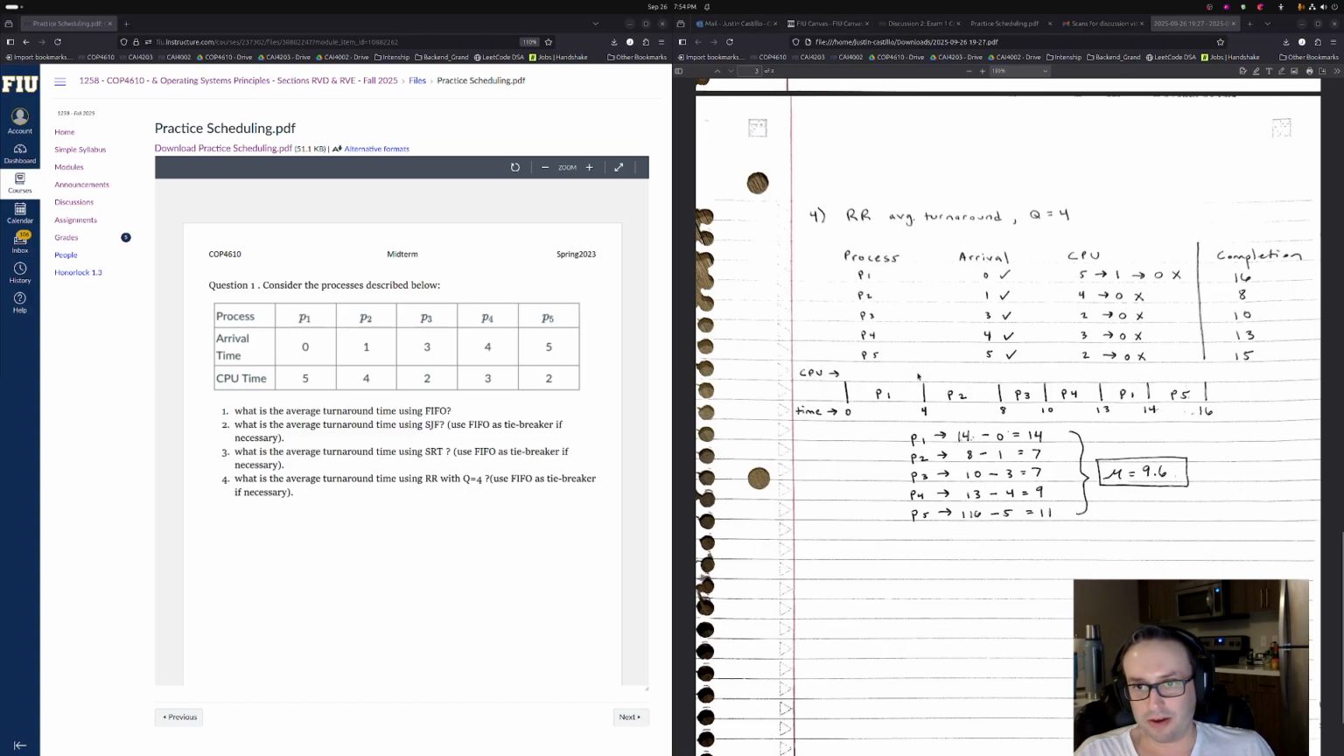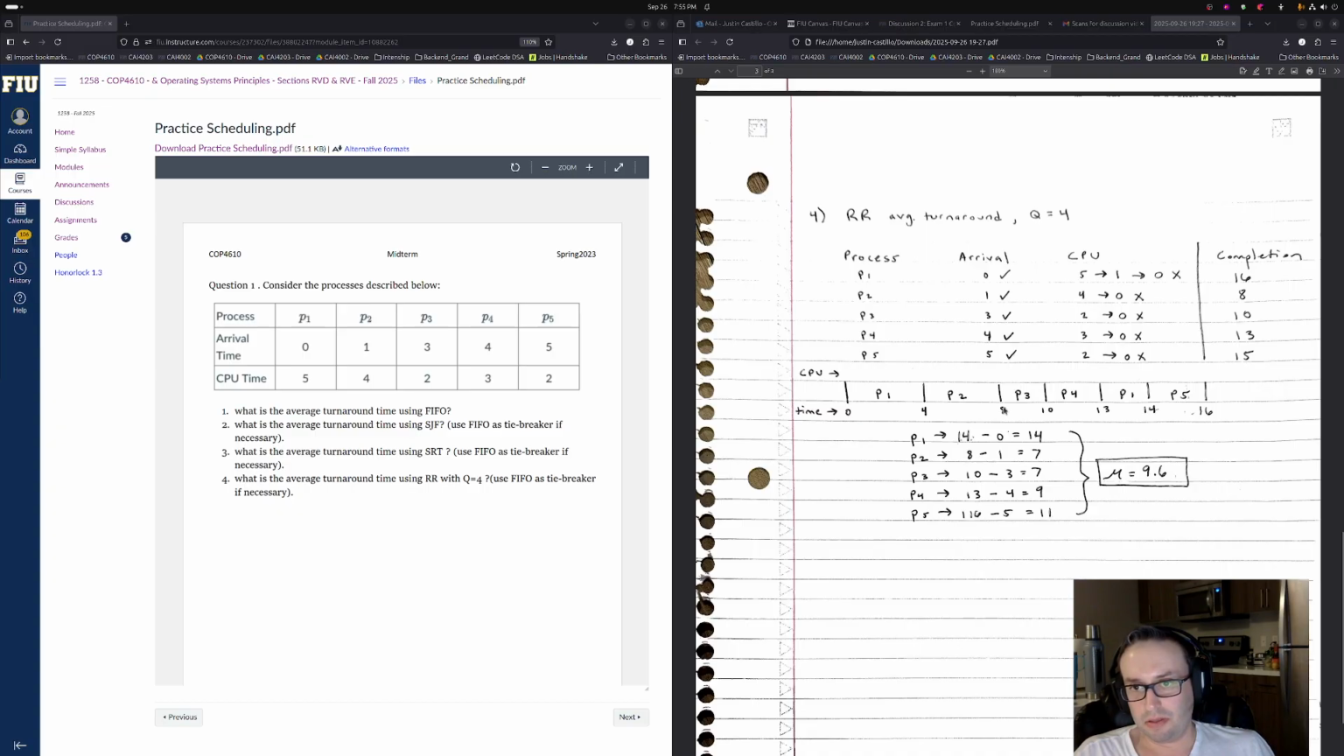P1 has a CPU time of 5, so it's preempted at 4 by P2, which is the next one up. And now at time 4, all the processes up to P4 have arrived, right? So P2, P3, and P4 have arrived. So P1 gets placed behind P4 because it's time 4. It gets placed after process P4. So we continue with P2 here at time 4, runs for 4, which is the quantum. That runs through to completion.